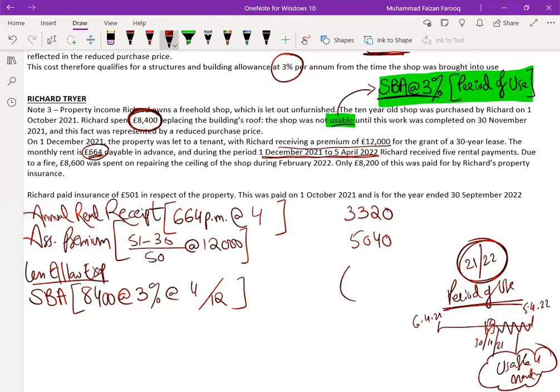So SBA is how much? 84. Okay, correct. What other expenses are there? There was a fire. Fire repairing is there. What do you spend on the repair? He only paid 8,200 pounds. Okay.